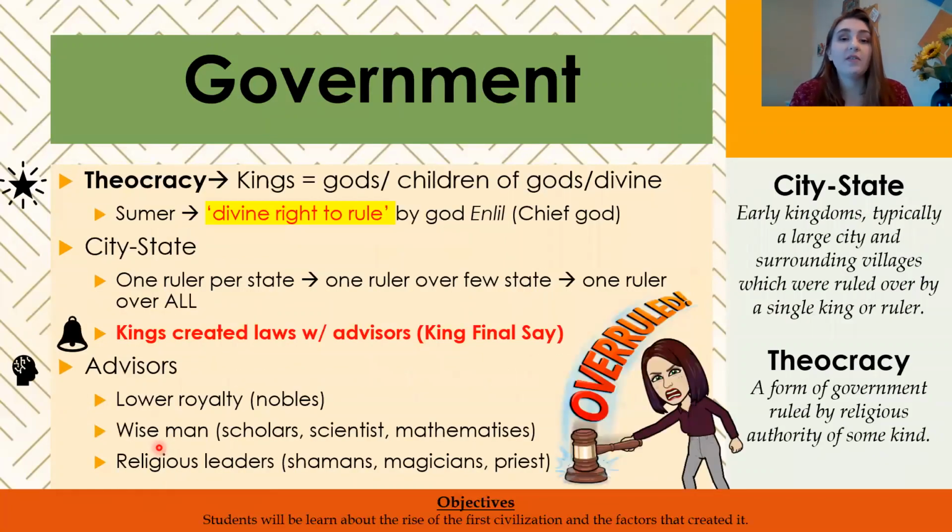And of course, you cannot have a civilization without government. Remember, we talked about how, as more people began to integrate together, we would see a mixing of cultures and a need for law and order. This type of government was called a theocracy at this time because their kings, the people in charge, would often be considered gods, children of gods, or divinely appointed by God.